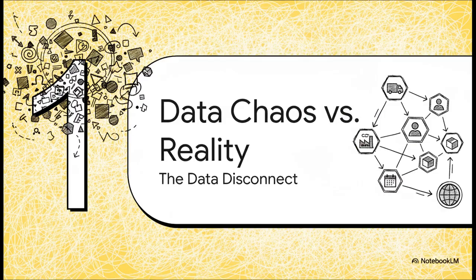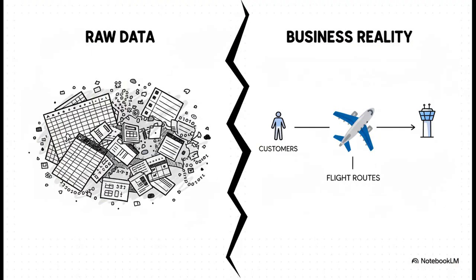Okay, so to start, we really have to get our heads around this fundamental problem, a problem that pretty much every organization is facing today. And it really boils down to this: a massive disconnect. So look, on one side, you've got your raw data, right? Just endless tables filled with things like flight IDs, customer numbers, product codes, just a sea of numbers and letters.